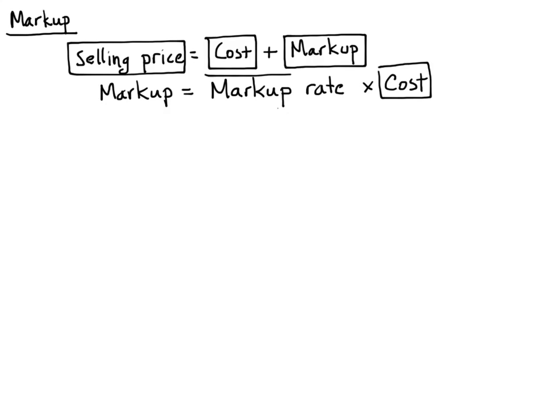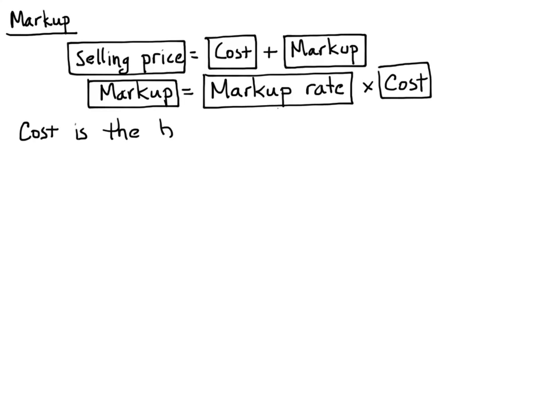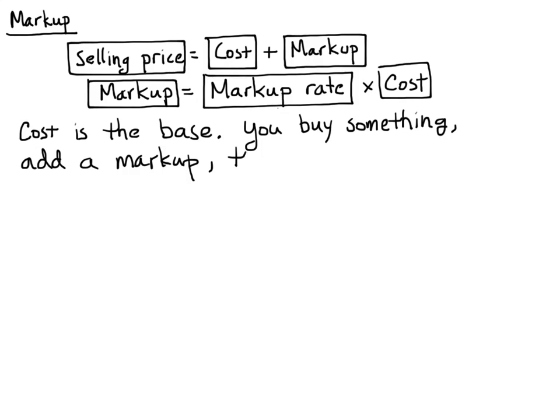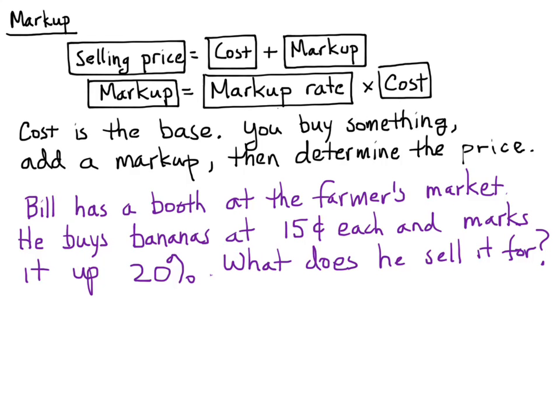So we have a markup, and a markup is generally a markup rate times the cost. If you were to sell a lot of things, you would probably decide on a markup rate and multiply all your costs. So for example, if an item costs you a dollar and then another item costs you $2, you want to mark up the $2 item twice what you mark up the $1 item, right? So you decide, I'm going to have, let's say, a 25% markup rate or some factor like that. Okay, so cost is the base. You buy something, and then determine the price.